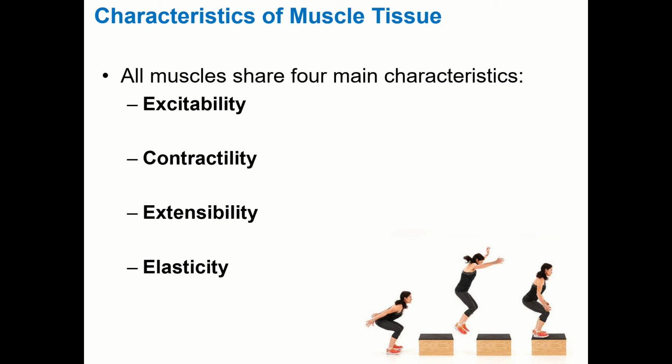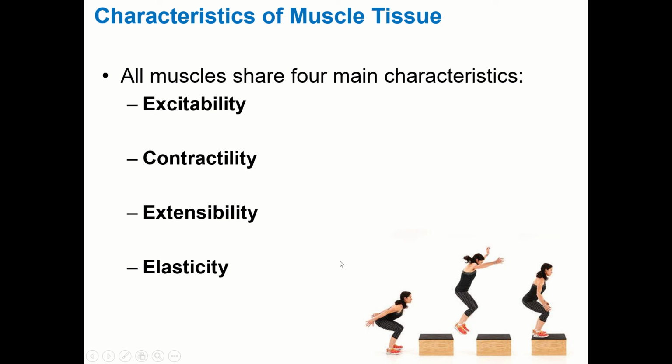So what this lady on the bottom right is demonstrating is essentially all of those characteristics of muscle, right? So she is voluntarily contracting her quads, her hamstrings, and her glute muscles in order to extend her hips and extend her knees and to propel herself onto the top of this box. So she's getting a signal coming down from her brain, causing those muscles to contract, right? So they're responding to that stimulus from the brain. So you've got excitability and contractility there.